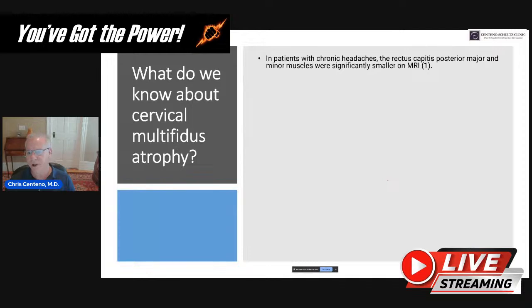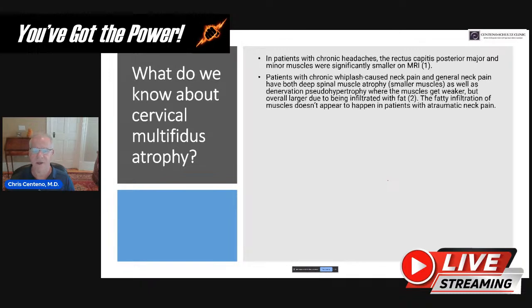Well, we know in patients with chronic headaches that these muscles are atrophied on MRI. We know that patients after a whiplash type injury have this kind of atrophy, and it's really called fatty infiltration, meaning that the muscle gets these fatty streaks in it or is replaced by fat. Now, it has nothing to do with being fat. Anytime there's muscle atrophy in the body, we see it in the rotator cuff, we see it in the low back as well. When there's atrophy, the muscle gets replaced by fat. It's also called pseudohypertrophy, but that's another story.